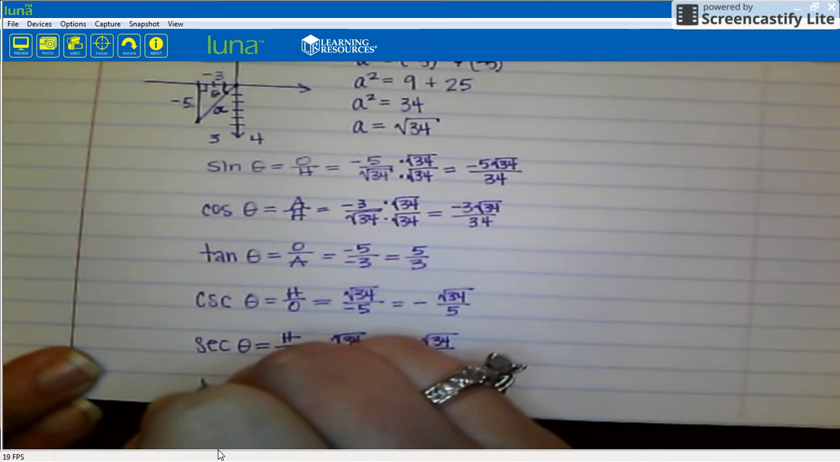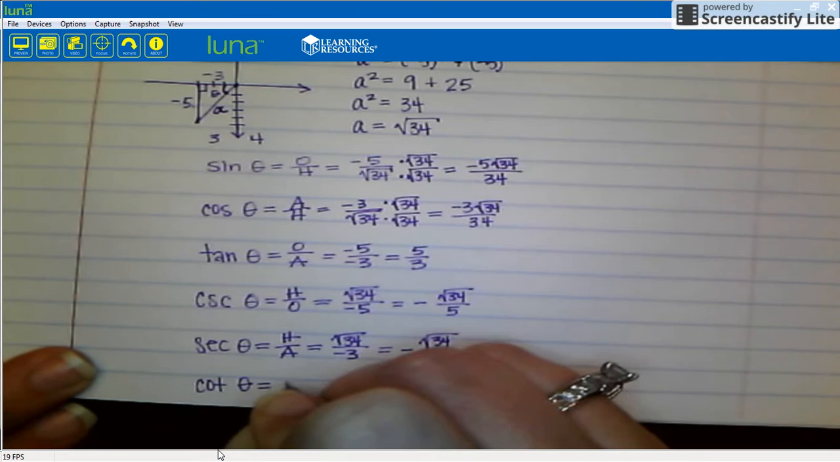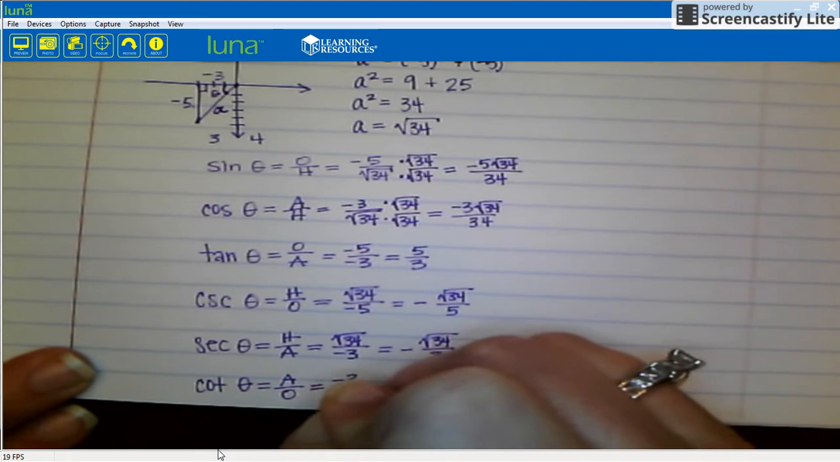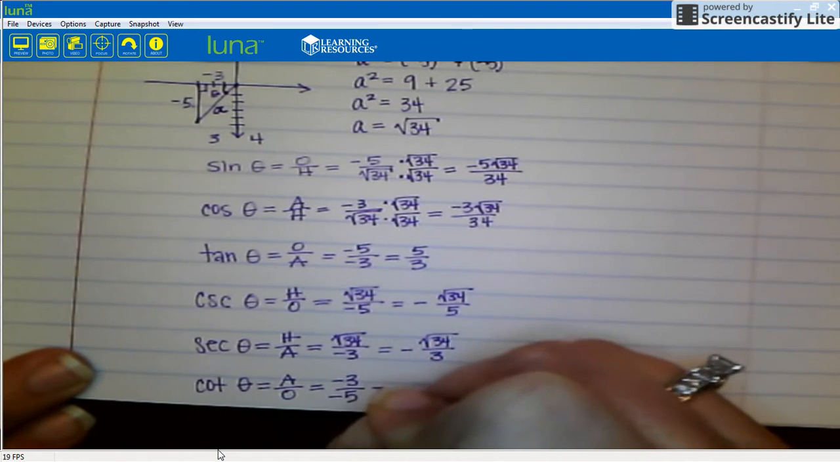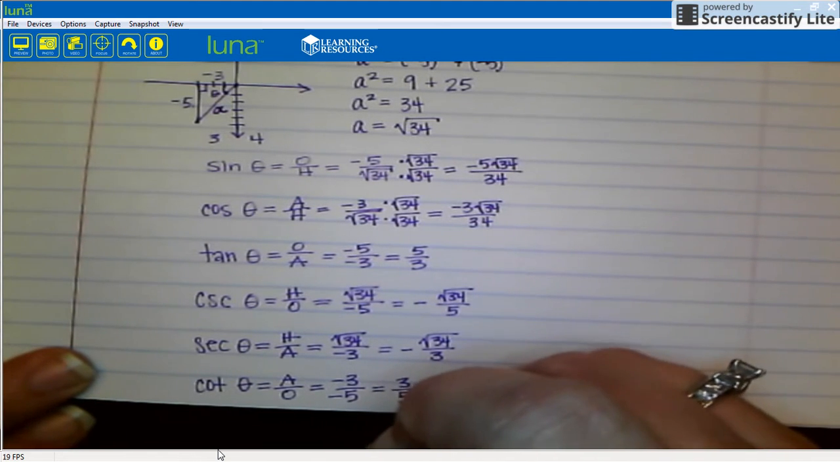And then for my cotangent of theta, this is going to be adjacent over opposite instead of opposite over adjacent. So this is going to be negative 3 over negative 5. And again, two negatives make a positive, so I have 3/5.